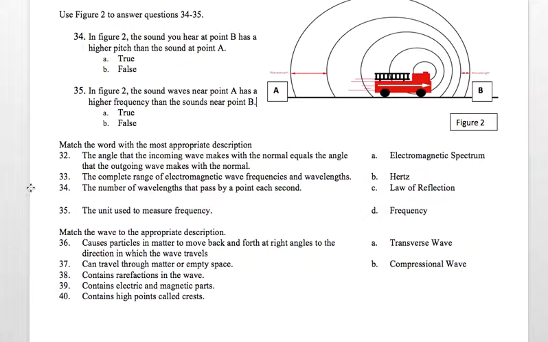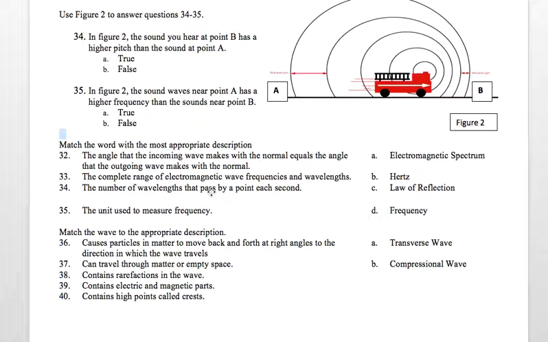Number 32 through 40, match the word with the most appropriate description. Number 32. The angle that the incoming wave makes with the normal equals the angle that the outgoing wave makes with the normal. A. Electromagnetic spectrum, B. Hertz, C. Law of reflection, D. Frequency, A. Transverse wave, or B. Compressional wave.